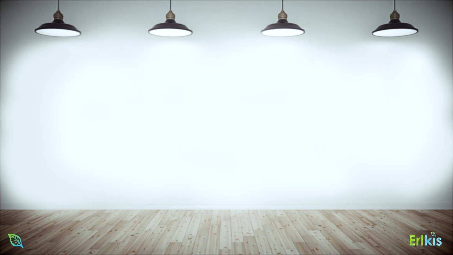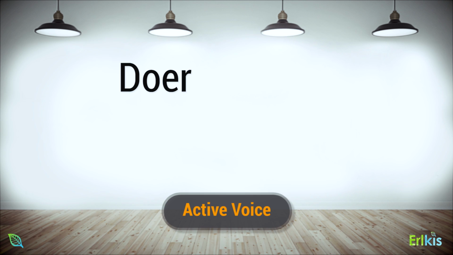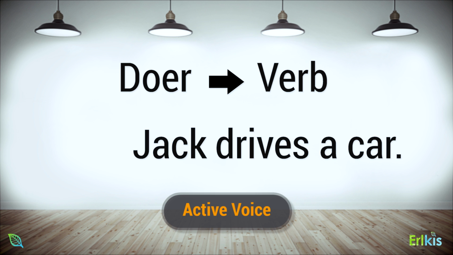This is part 1 of the passive voice. If you've watched the video on the active voice, then you'll know that in the active voice, the person doing an action comes before the verb, before the action. For example, Jack drives a car. Jack is doing the action. He drives. So he comes before the verb drives.